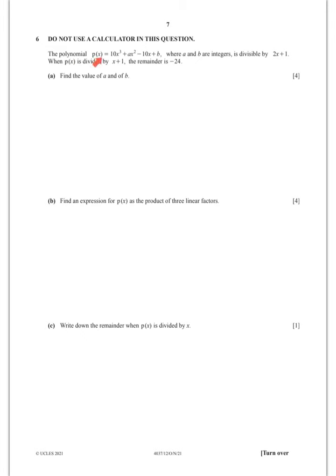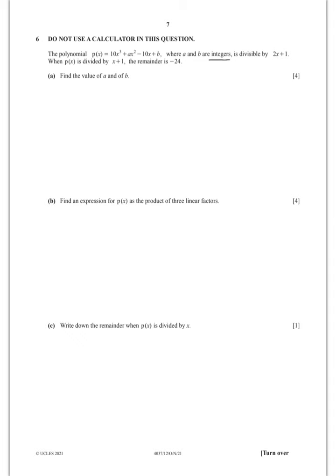The polynomial p of x is 10x cube plus ax square minus 10x plus b, where a and b are integers. Now what do you mean by integers? That your answer must be in whole numbers. p of x is divisible by 2x plus 1. When p of x is divided by x plus 1, the remainder is minus 24.